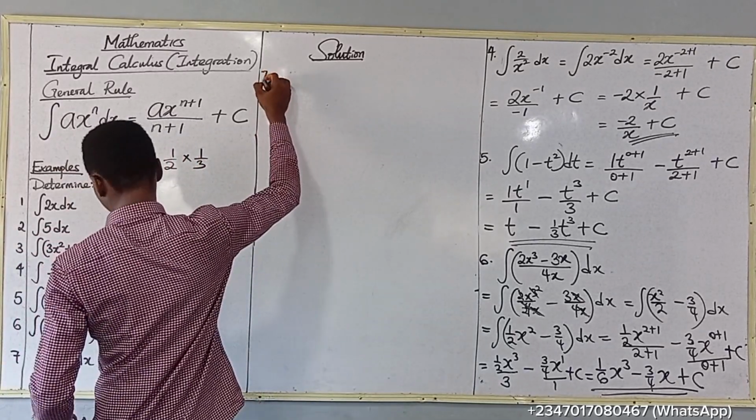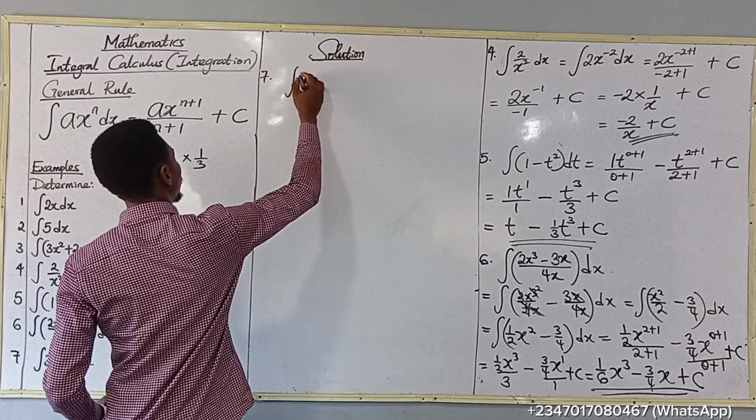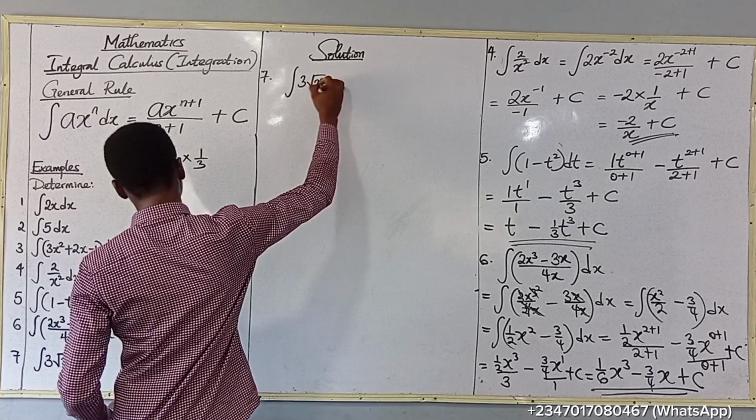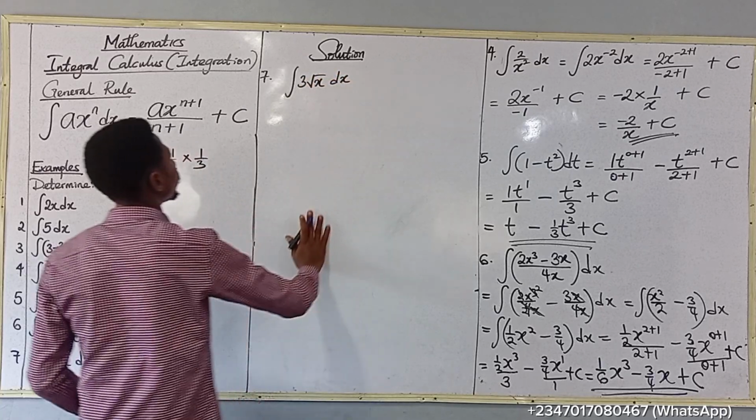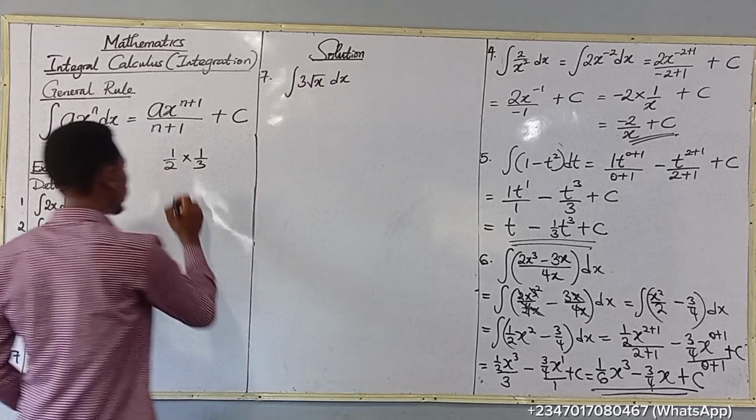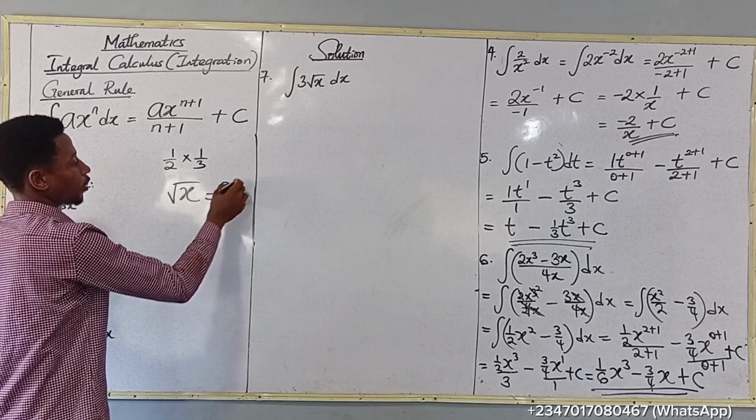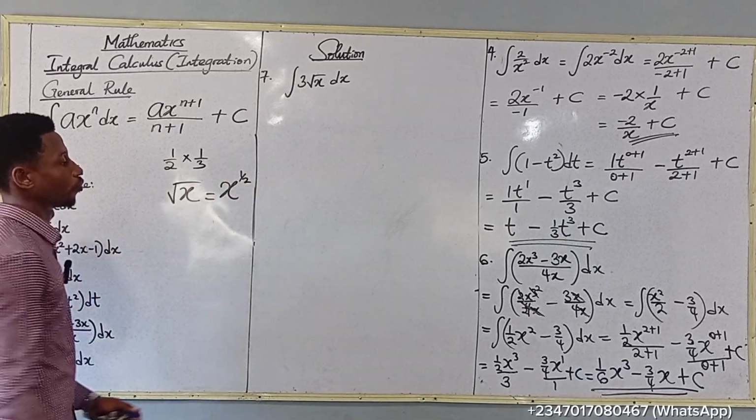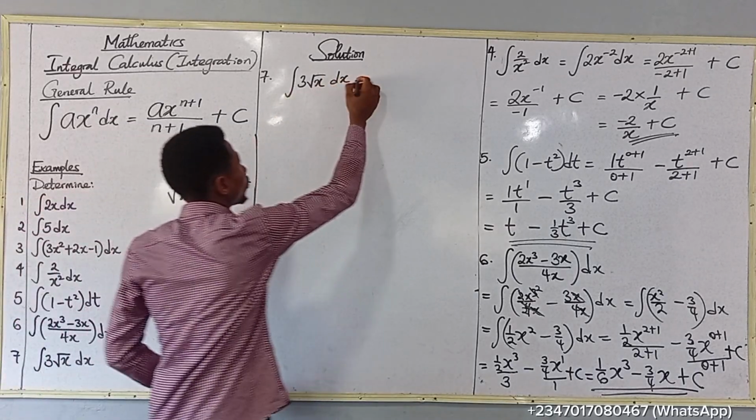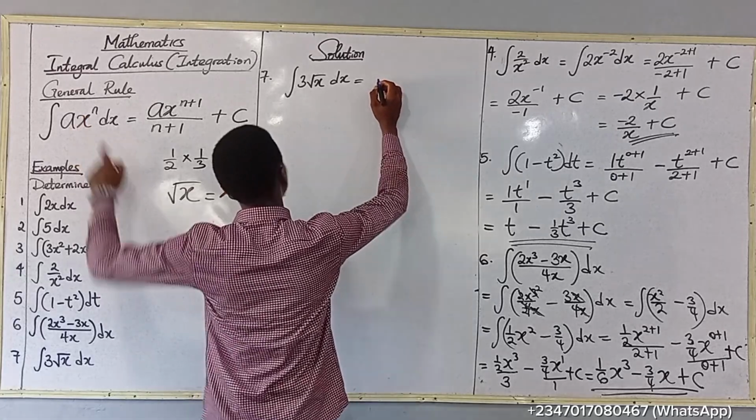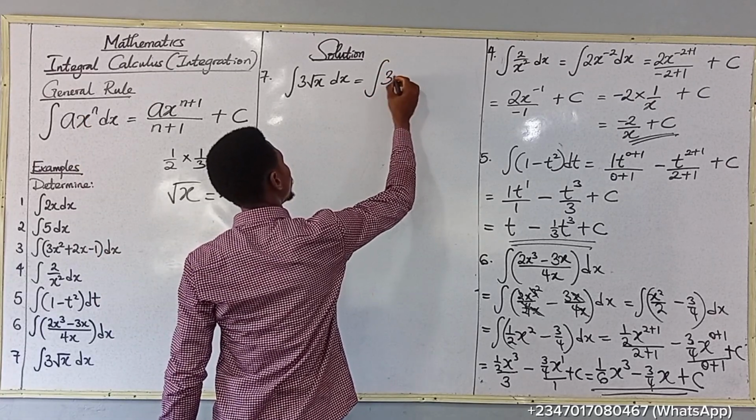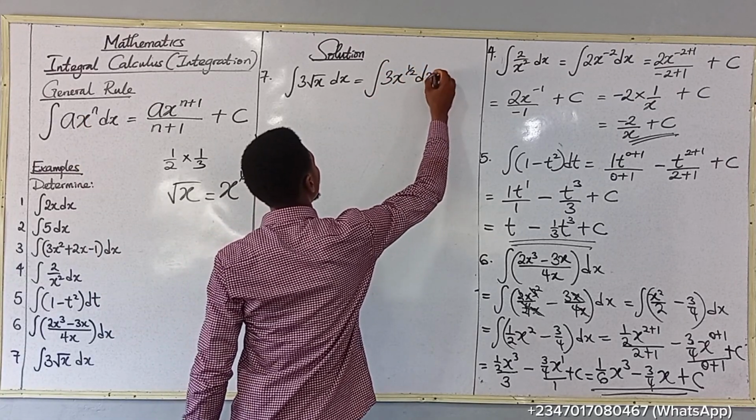Now, number 7, we have the integral of 3 root x dx. According to indices, we know that root x is the same thing as x raised to power 1 over 2. So we're going to have to express this like that. So it will look like this. We have the integral of 3x raised to power 1 over 2 dx.